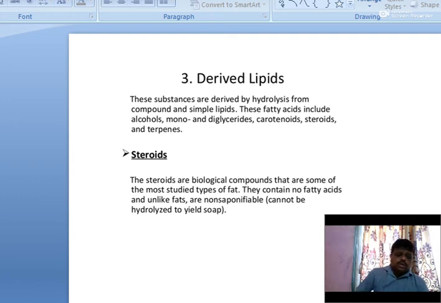Okay, so as far as derived lipids are concerned, hormones like the adrenocorticoid hormone as well as sex hormones like progesterone and testosterone, and vitamin D are synthesized from the cholesterol. See, the role of cholesterol in our body is most important. That is the synthesis of the adrenocorticoid hormone as well as the sex hormones like progesterone and testosterone and vitamin D. So all these things are synthesized from the cholesterol.